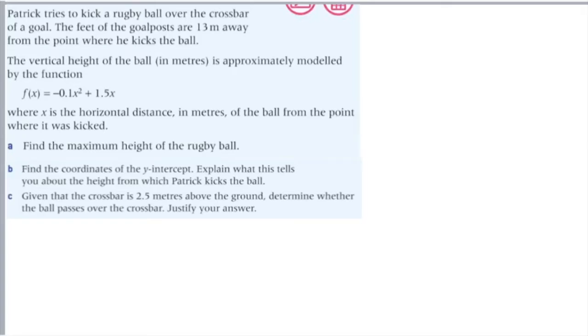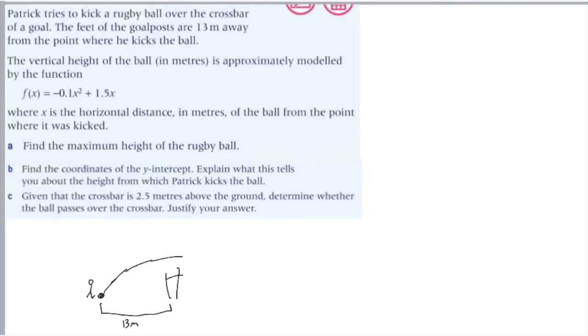All right, so let's go for it. The first thing it wants us to find is the maximum height of the rugby ball. Now remember, this is what's happening. I've got the ball here. He's going to kick it, and here are the rugby posts, which are 13 meters away, and he's going to kick it up and hopefully over the posts, and we'll see. We're not worried about any angles or anything here, just whether it makes it over the post.